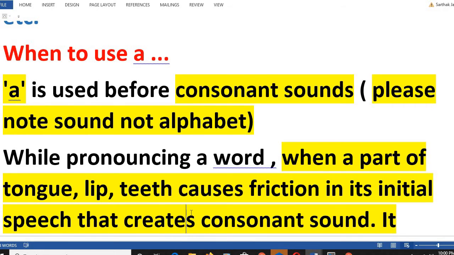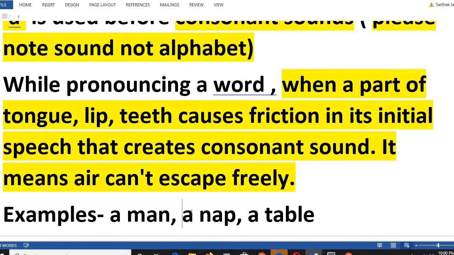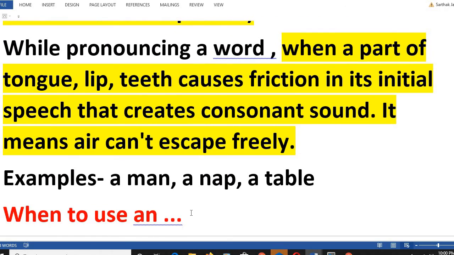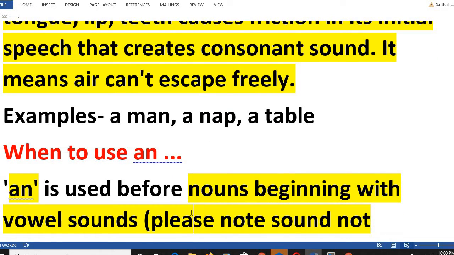A is used before consonant sounds. Please note, only the sound and not the alphabet. And you will see, while pronouncing a word, when a part of the tongue or lip or teeth causes friction in its initial speech, that creates a consonant sound. That means air can't escape freely. Let us practice this with some examples.